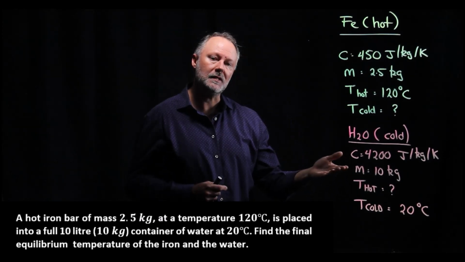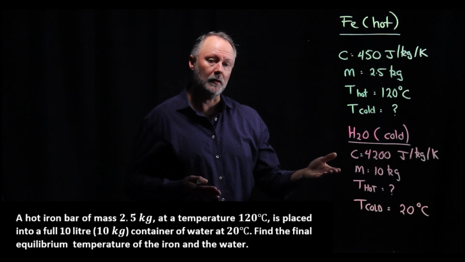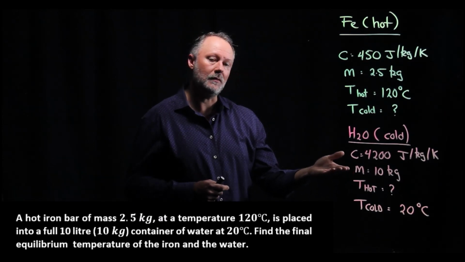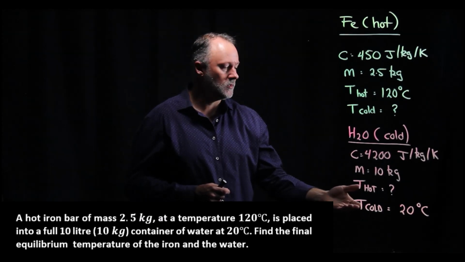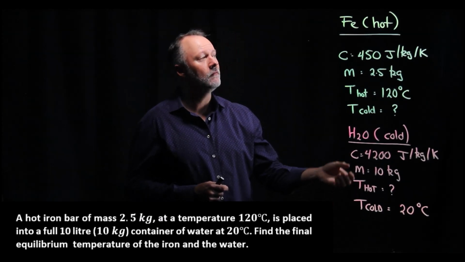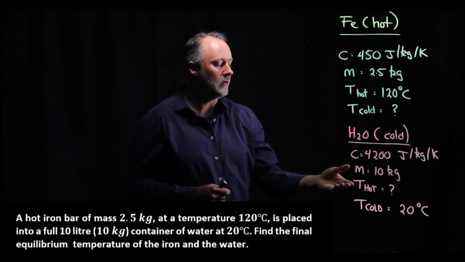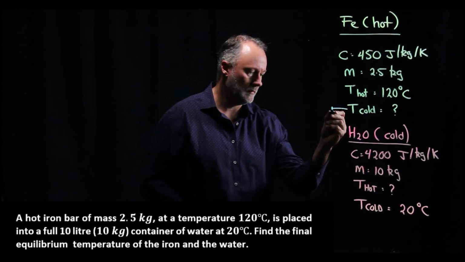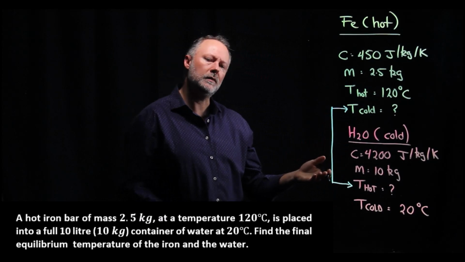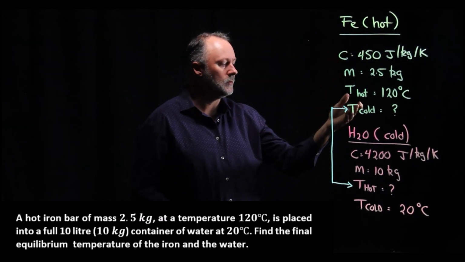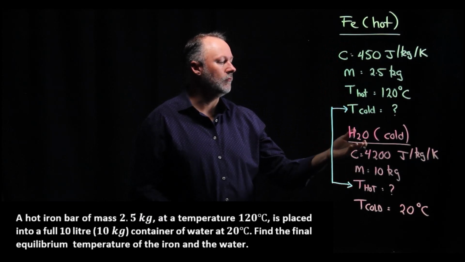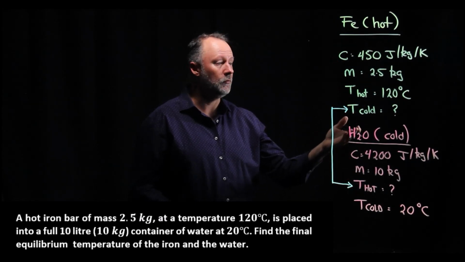Because the volume of the water is 10 litres, and its density is 1 kilogram per litre, we can calculate the mass of the water to be 10 kilograms. The water starts at a cold temperature of 20 degrees Celsius, and it's elevated from the energy from the iron to some unknown hot temperature. Please note that when this system is finally in equilibrium, the cold temperature of the iron will be equal to the hot temperature of the water. They'll have reached an equilibrium temperature.